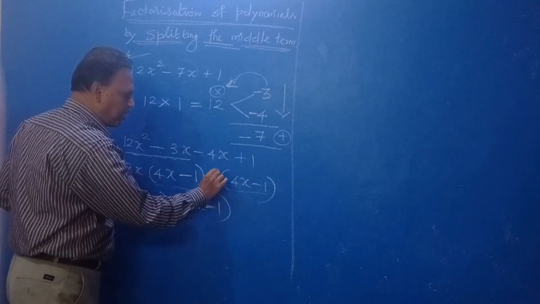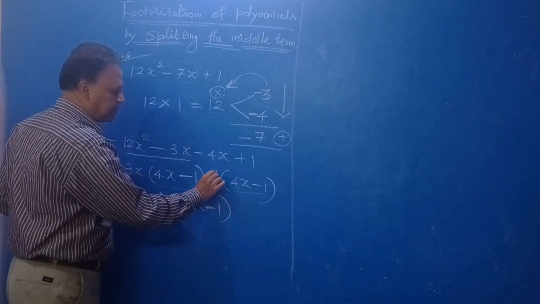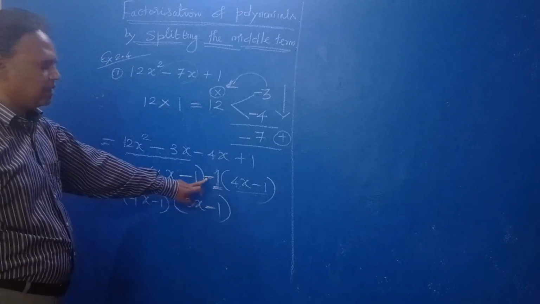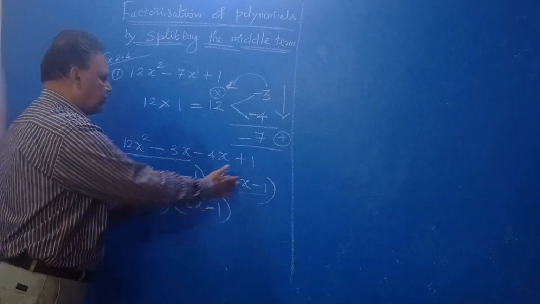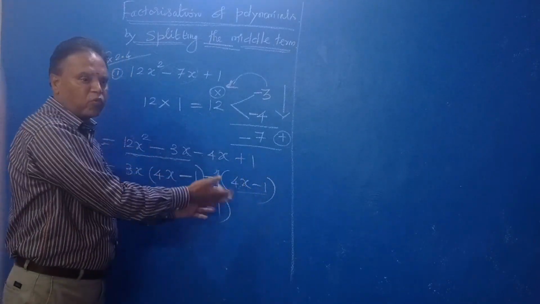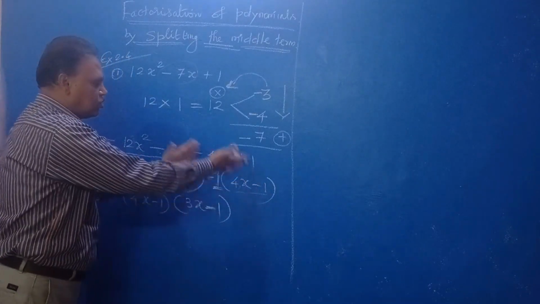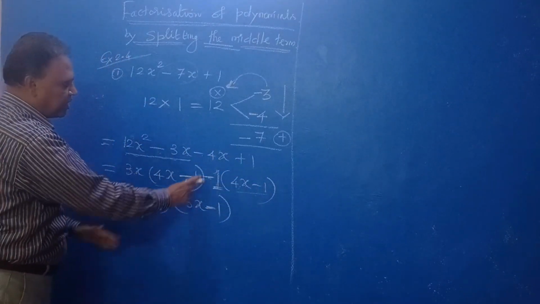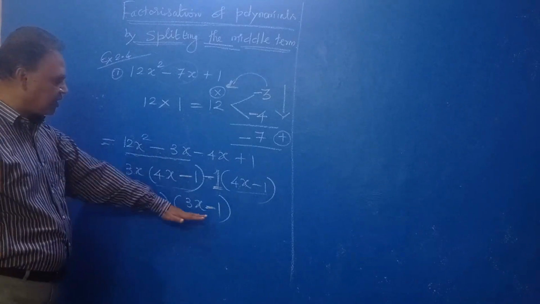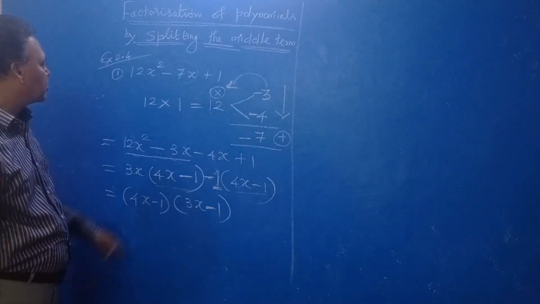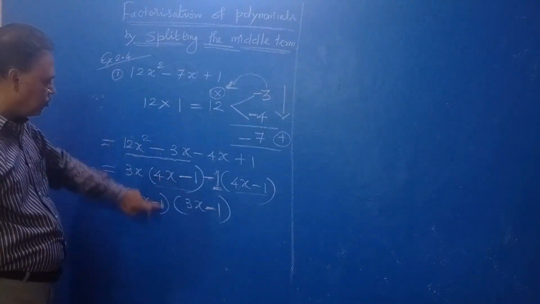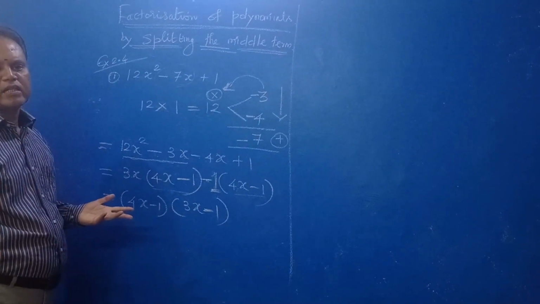Minus 1 here, minus 1 is there, clear? Minus 1 is there here. So here one term, here another term, in which one factor is common. 4x minus 1 is common in both the terms. So taking out the common factor, you write the remaining, which gives two factors. Therefore, this quadratic equation is resolved into two factors. This is the answer, clear?